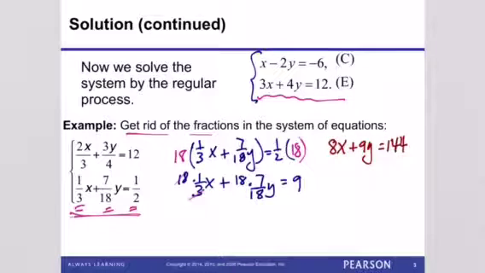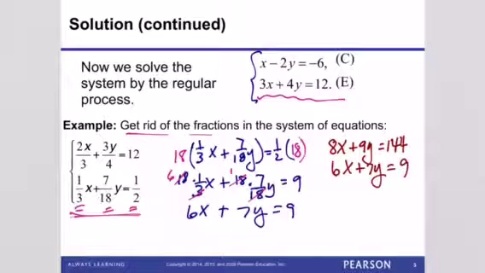So 3 goes into 18 6 times. So I have 6x here plus 18 goes into 18 once. So I have plus 7y here equals 9. Now I have my second equation with no fractions in it. This would be easy to check and make sure I did this correctly.